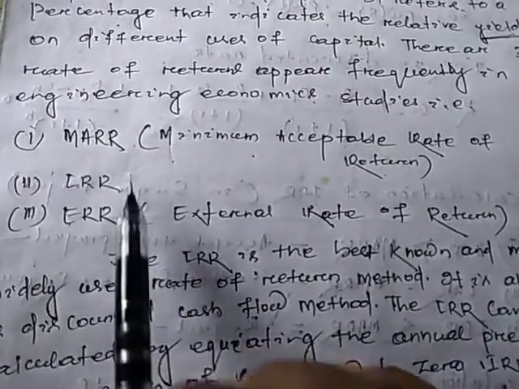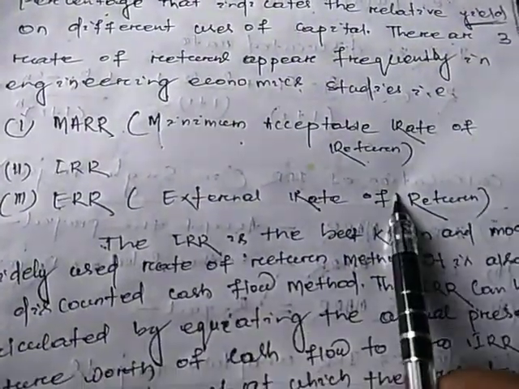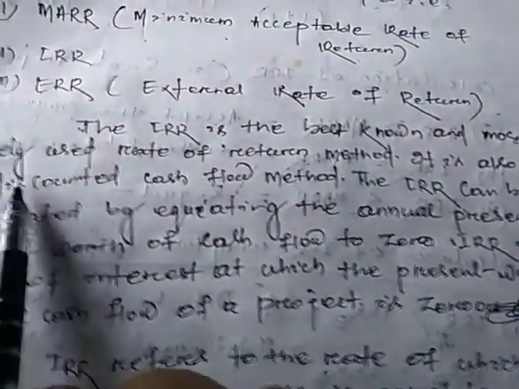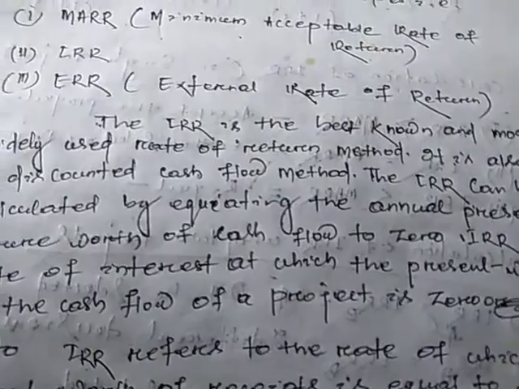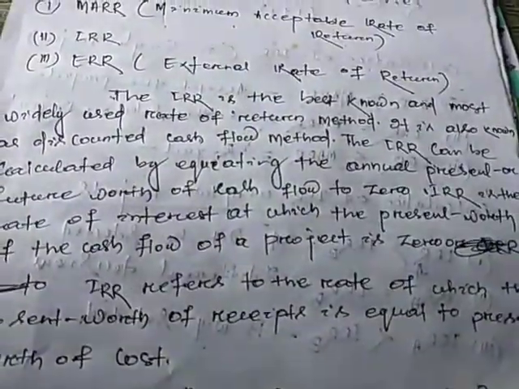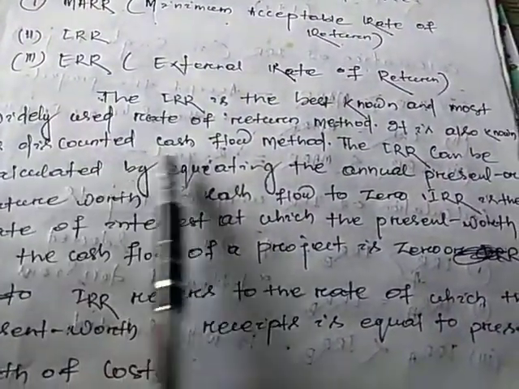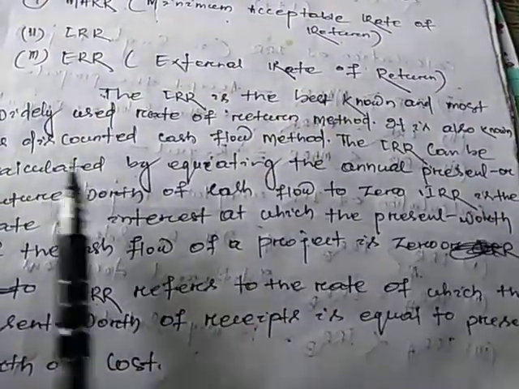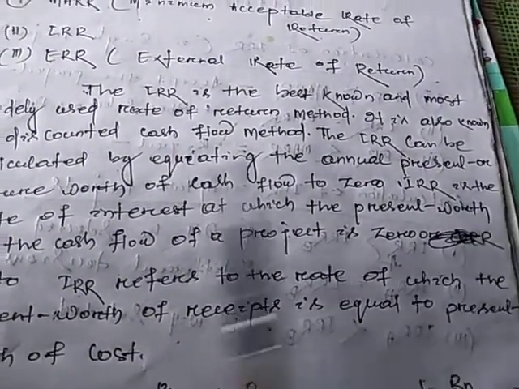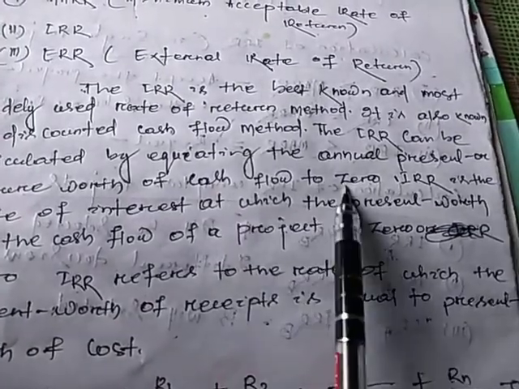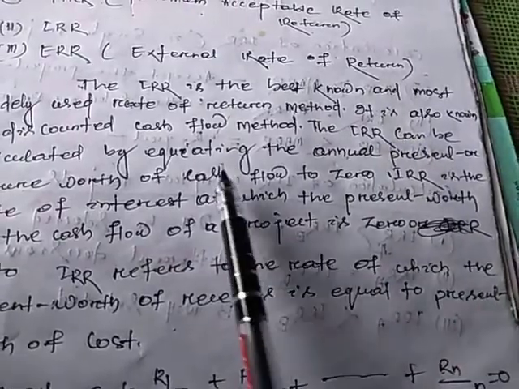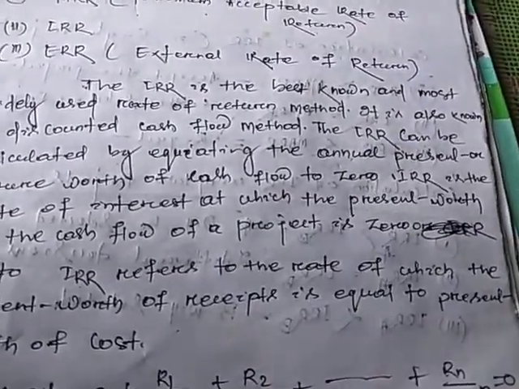Then IRR, internal rate of return, and ERR, external rate of return, are also there. So our case is IRR. The IRR is the best known and the most widely used rate of return method, used in the maximum number of sectors. It is also known as the discounted cash flow method. So the IRR can be calculated by equating the annual present or future worth of cash flow to zero. Annual present, yearly present, and future worth, you have to equate these to a value of zero.